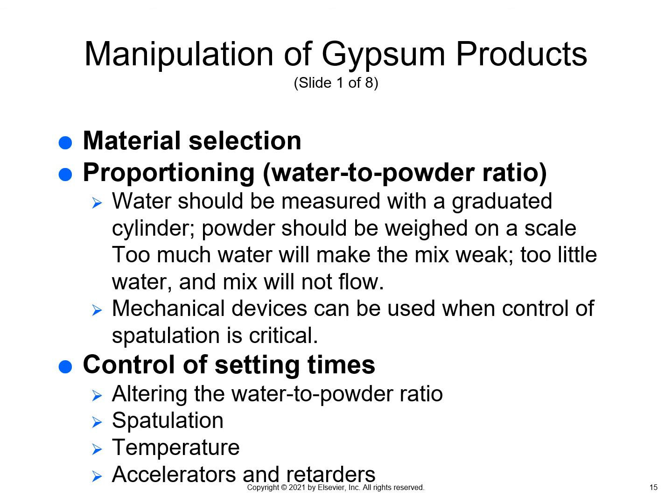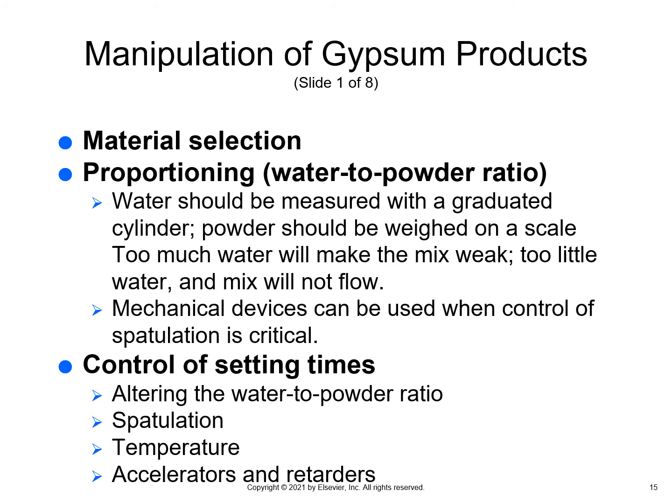Mechanical devices can also be used to control the spatulation of the stone when it's critical. We want to control setting times too, and if you need more working time, you can alter the water to powder ratio. Using colder water will slow down the set, just like it does with impression material. The faster you spatulate the material or mix it, the more that increases setting time.